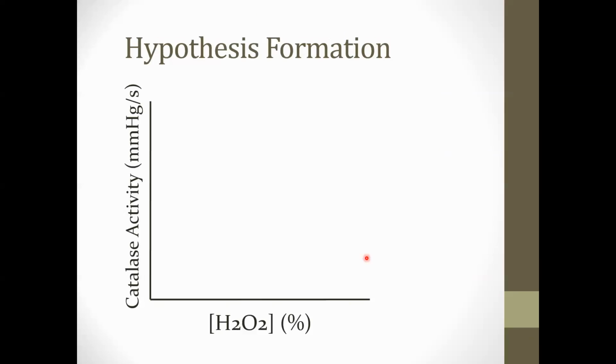So you'll need to form a hypothesis. What will happen as hydrogen peroxide concentration increases to catalase activity? We're going to measure catalase activity using pressure, in this case millimeters of mercury per second. So it's actually a rate. We're going to be measuring a rate for the first time in class. So a rate is a measure of a change over time, and in this case change in pressure over seconds. So we'll be doing that in lab for the next couple of weeks.